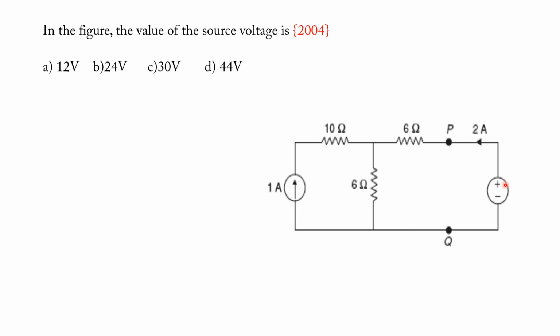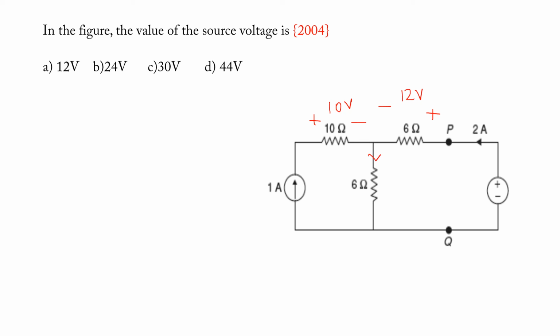So to find the voltage source, we apply KVL to this loop. To apply KVL to this loop, we should know the voltage across this 6 ohm resistor as well as this 6 ohm resistor. So let us find it first. The current which is 1 amps flowing here, the voltage drop across this will be 1 into 10, which will be 10 volts. And the current flowing through this will be 2 into 6, which is 12 volts.